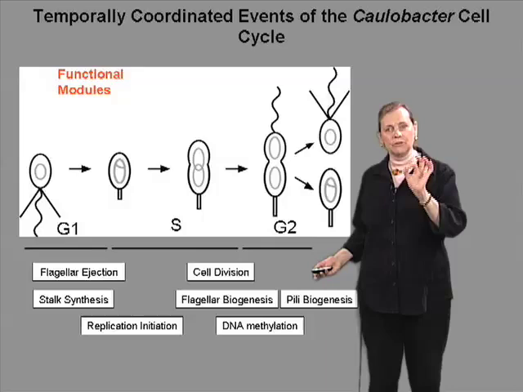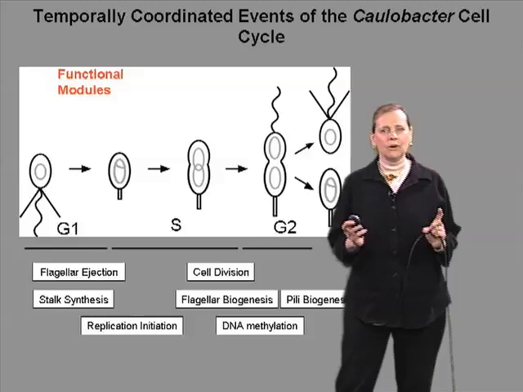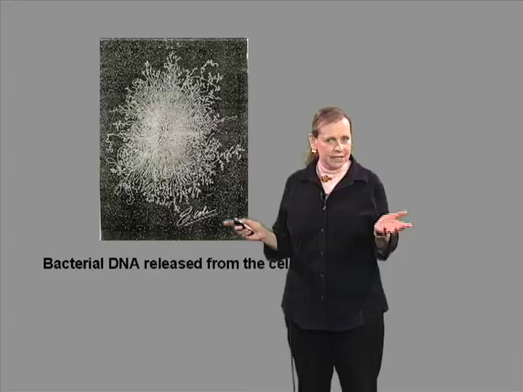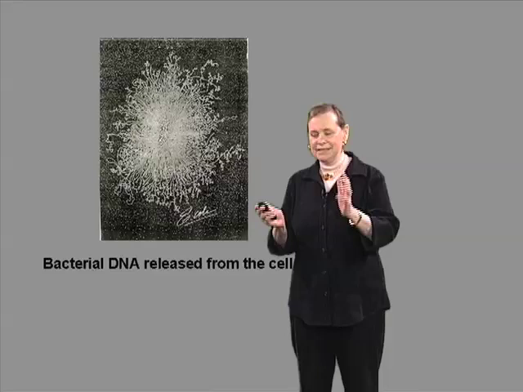So let's now ask, how is this happening? What about the chromosome is something that we really have to understand? Shown here is a picture of an E. coli cell. That's a bacterial cell, very similar to Caulobacter, that's been very extensively studied. In this particular picture, it's been exploded on an EM grid so that you can actually see the DNA as it's released from the cell.